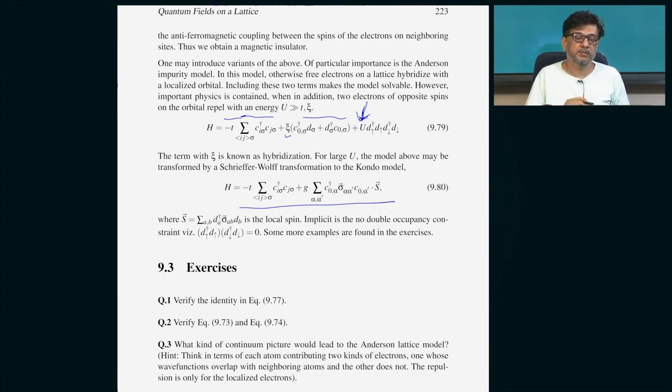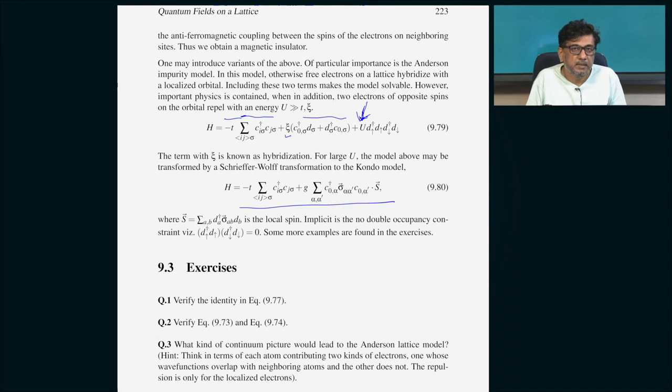Similarly, you can have an Anderson lattice model. That means you have localized electrons sitting at various points in the lattice, and itinerant electrons hybridizing with them, and the large U limit of that gives you something called the Kondo lattice model. That describes the behavior of conduction electrons interacting with a lattice of spins. All these are important models in condensed matter physics, and I have, with some great effort, somewhat succeeded in pointing out to you that it is possible to transform one into the other.